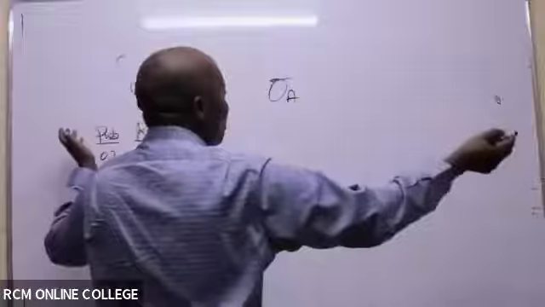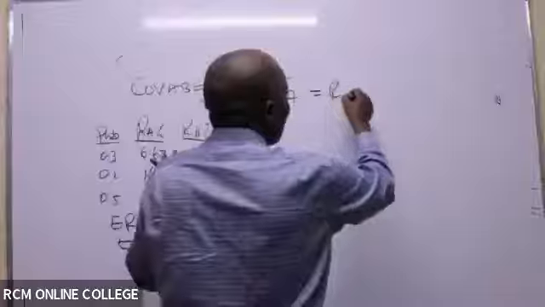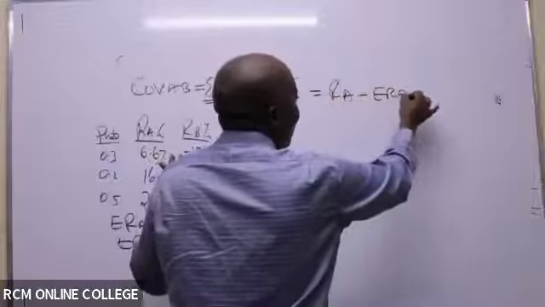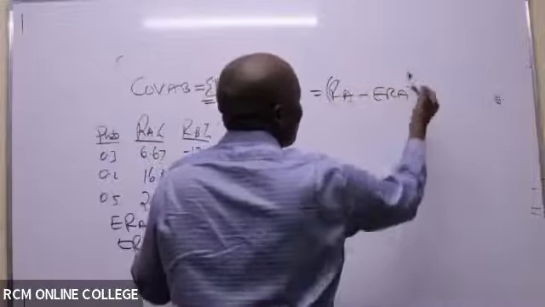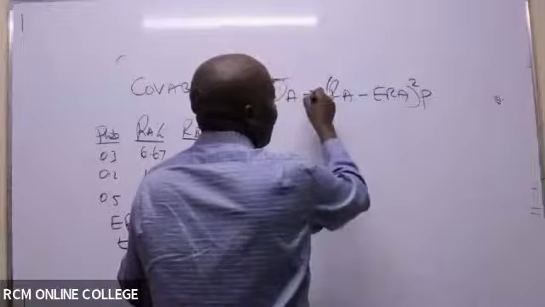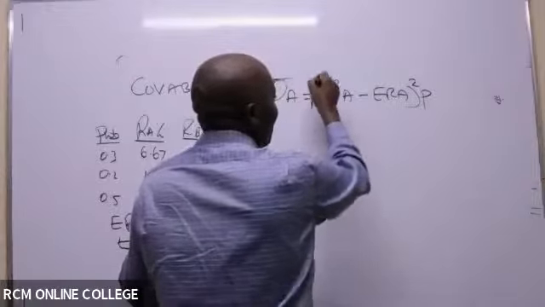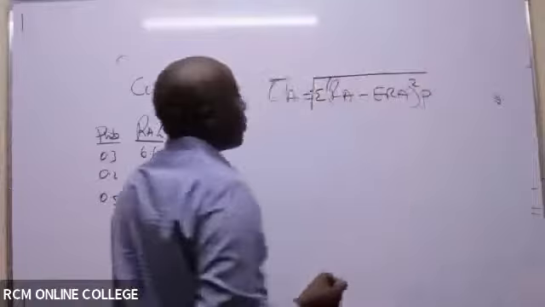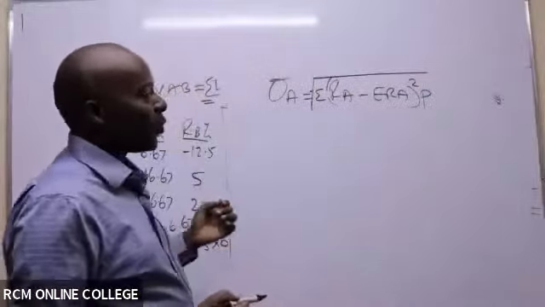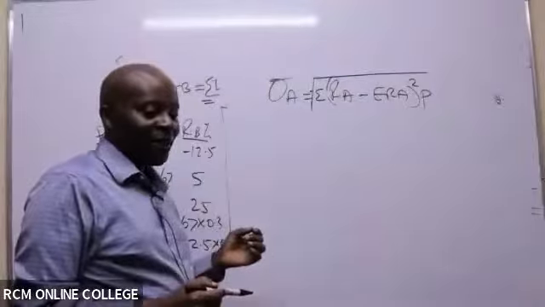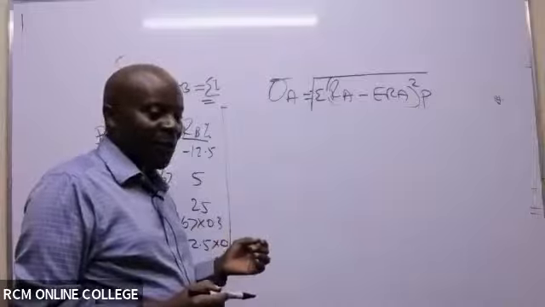Deviation means subtraction. So I'll talk about returns of A minus expected returns of A. And then this has to be squared times probability. Of course, there are many of them, summation. And then from there, we'll come and put a square root.